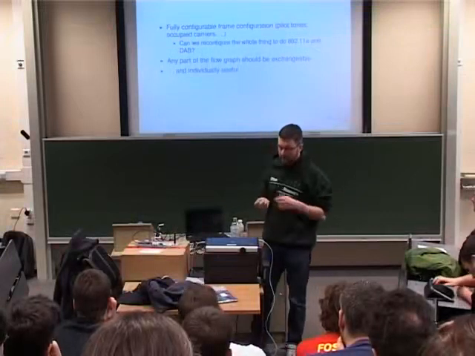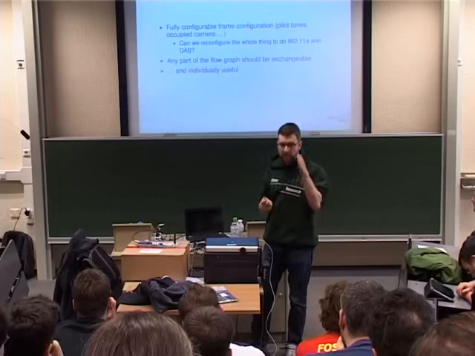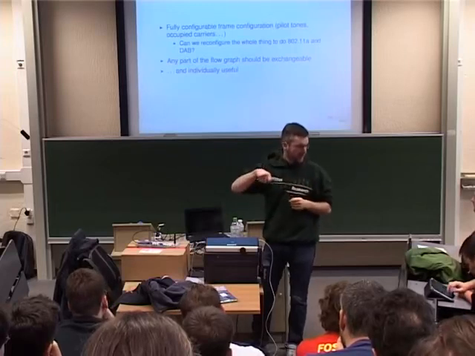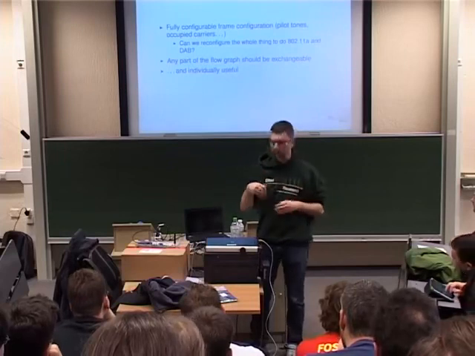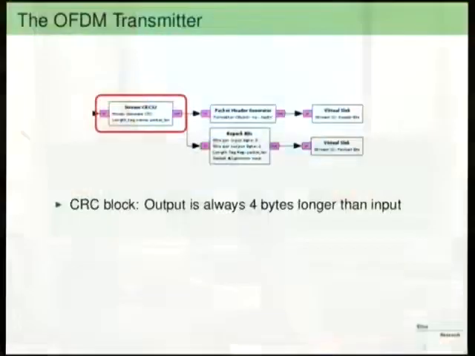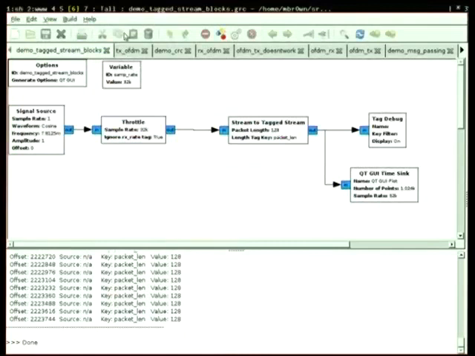And there should be sensible boundaries between logical processing steps, so you can add your visualization and instrumentation steps anywhere in the flow graph and debug graphically, what Tom talked about earlier. So let's have a look at the transmitter. The transmitter is available as an example in GNU Radio Companion.